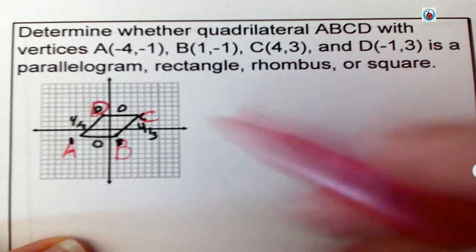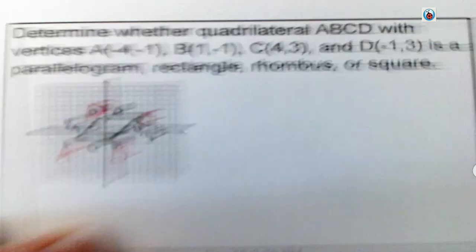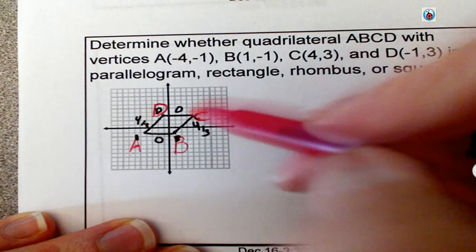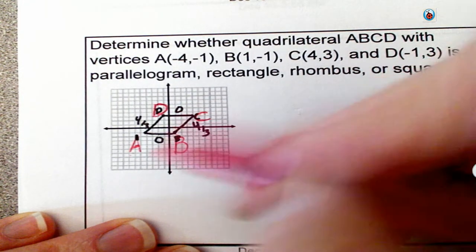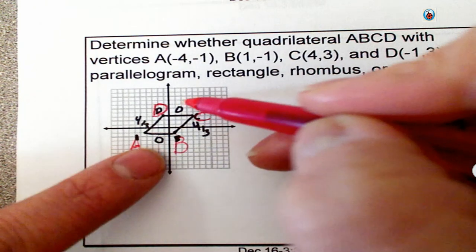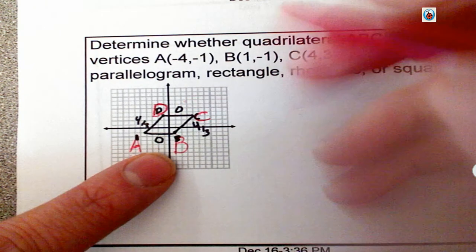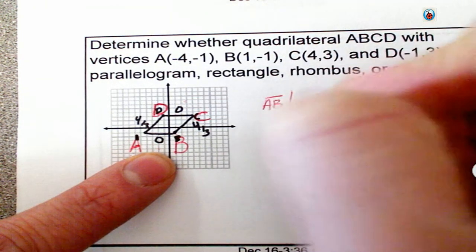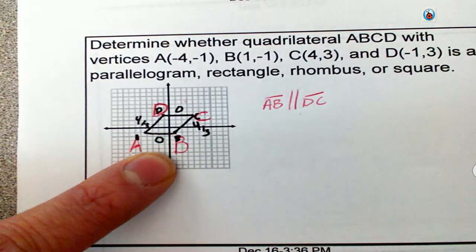And so if I were to find the slopes of all of these using slope formula, I get the slope of segment DC is 0, the slope of segment AB is 0. So I have one set of opposite sides parallel. So I know AB is parallel to DC. That's one set of opposite sides.